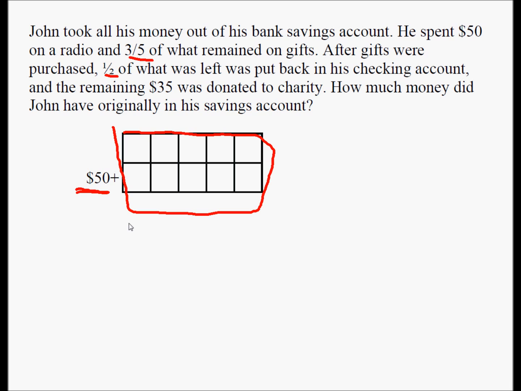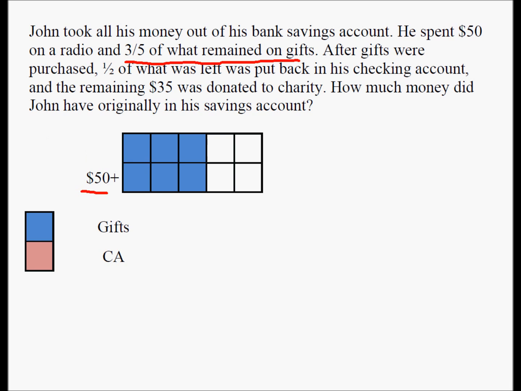So now let's read the question. $50 was spent on the radio, then 3/5 of what remained was spent on gifts. So he spent 3/5 of what was left on gifts. So let's see, this was spent on gifts. Blue means gifts, okay?